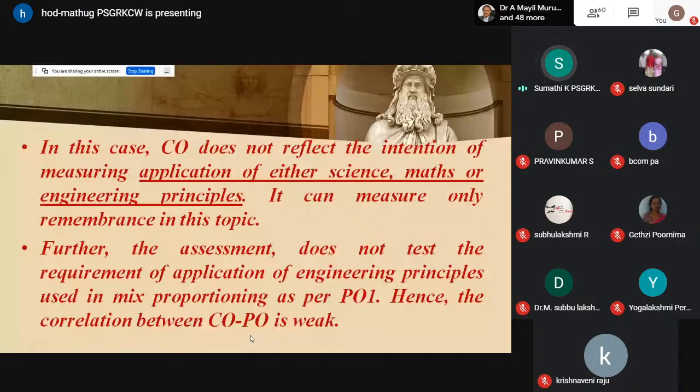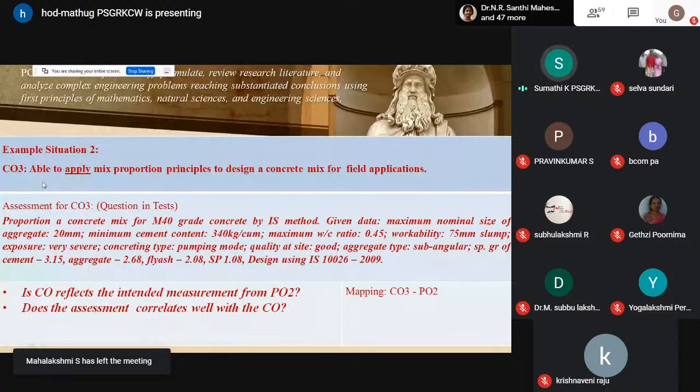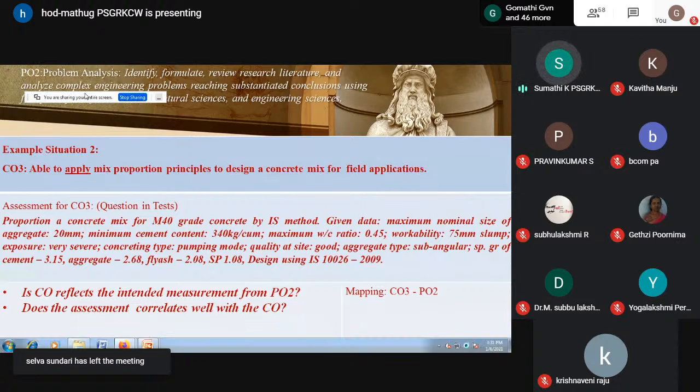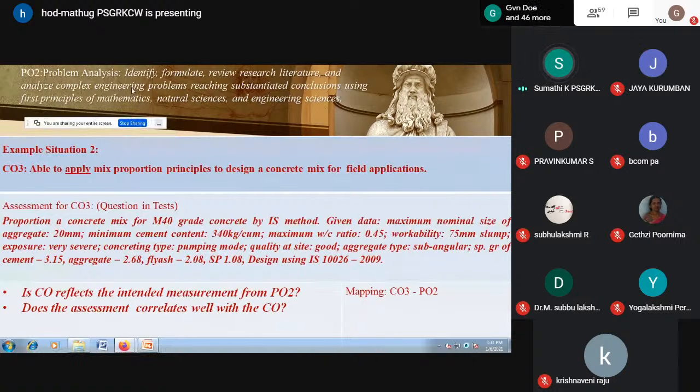Now you think of a second situation. Able to apply mix proportioning principles to design a concrete mix for field applications. For that, CO3, I am just giving one question. Again, does this reflect the intended measurement? CO3 is now mapped with PO2. And what is my PO2? It is problem analysis. I have to identify, formulate, review research literature, and analyze complex engineering problems. That is my PO2. Is this question measuring that relationship? CO3 and PO2 mapping is there. I have to check that.